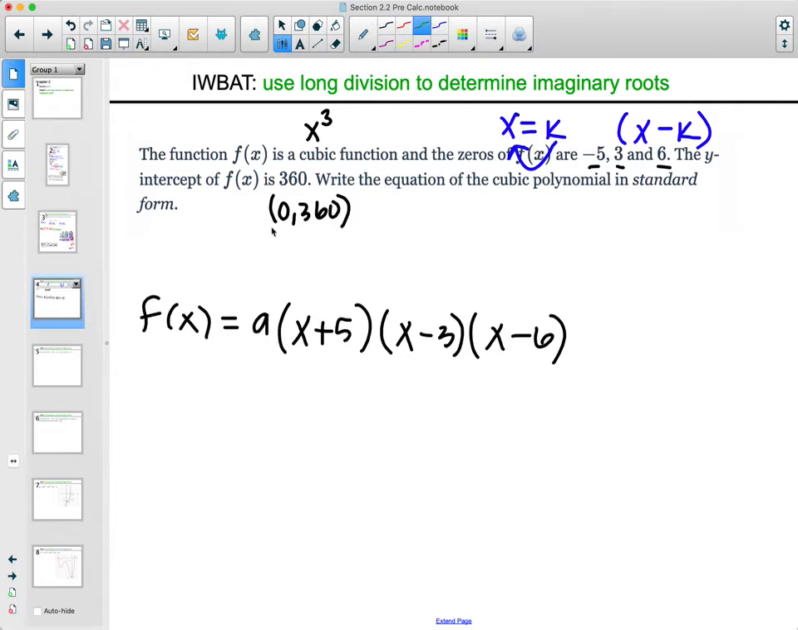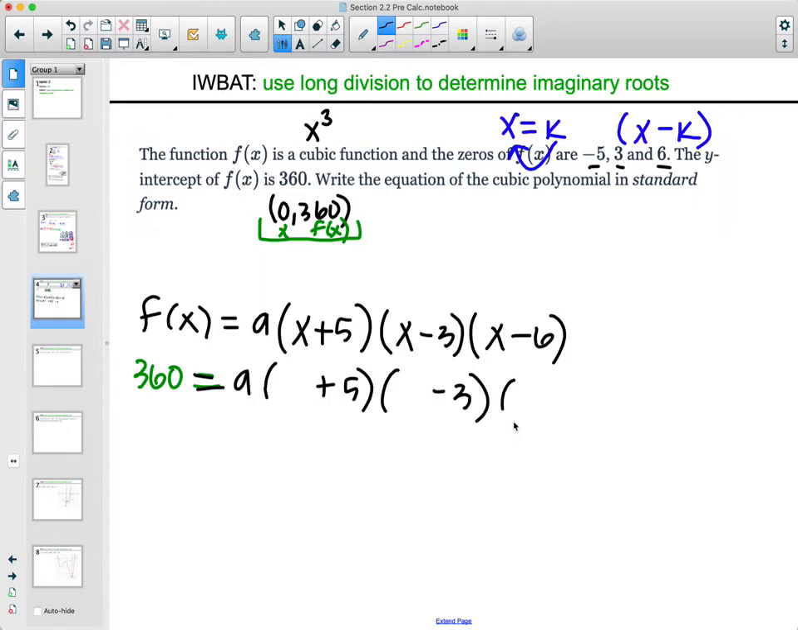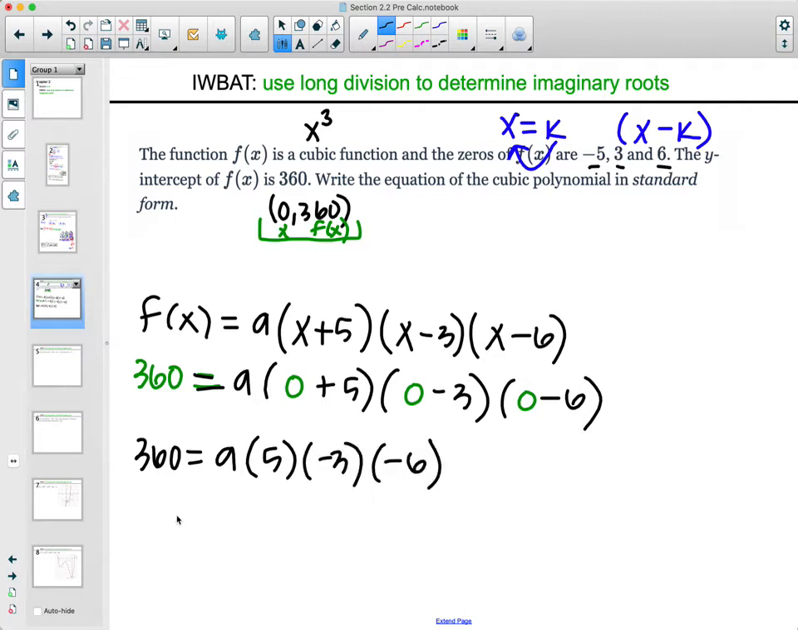Solve for this a value using the y-intercept before you start multiplying out. Okay, so remember you have the x is 0 and the y, or the f of x, is 360. So plug that in. So we get 360 equals a times, and then you're going to plug 0 in for all the x's. Okay, so 0 for each of these x's. So you get 360 equals a times 5 times negative 3 times negative 6.